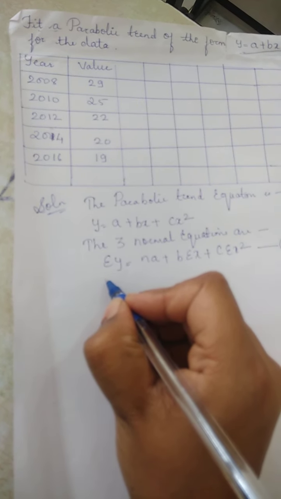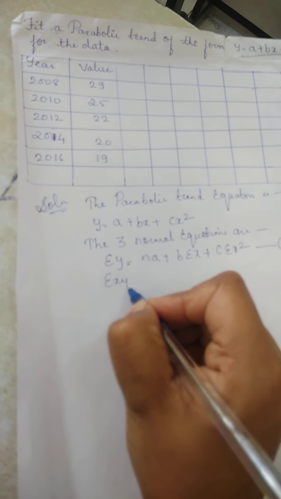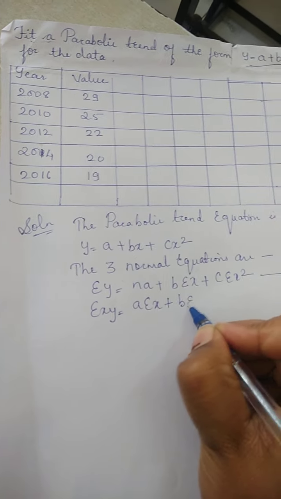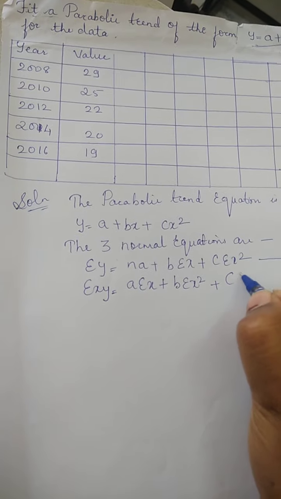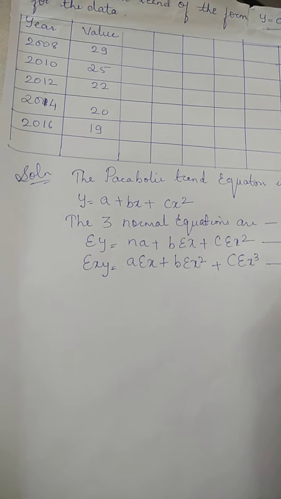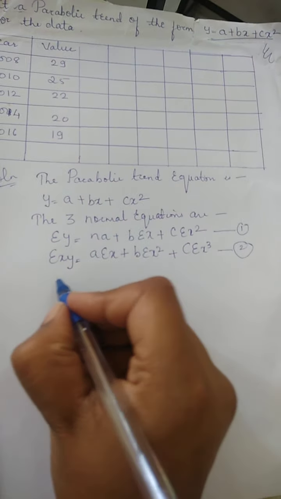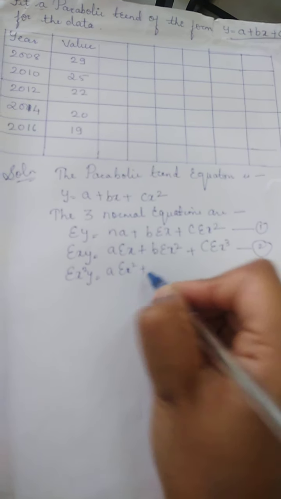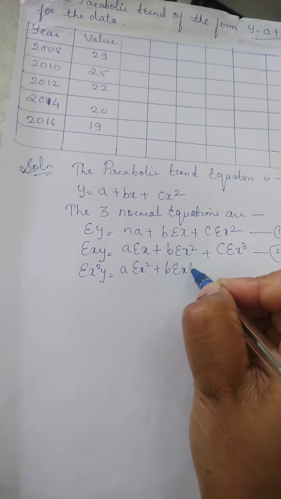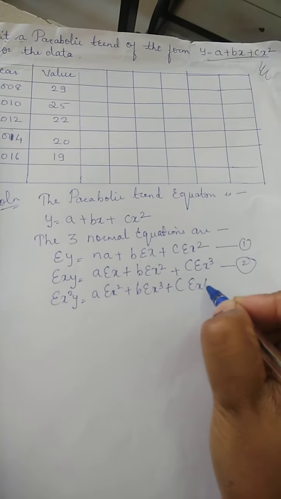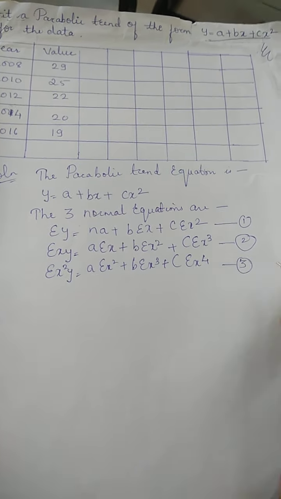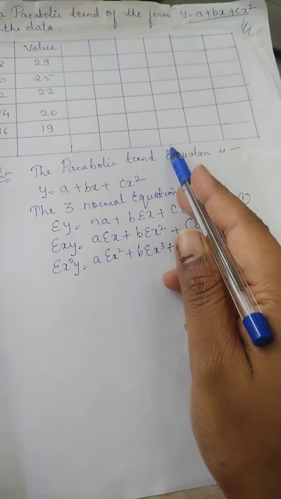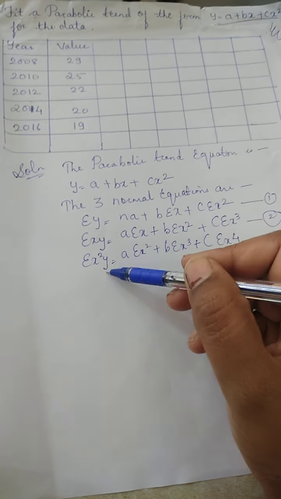Second normal equation: summation xy is equal to a summation x plus b summation x square plus c summation x cube. So this is the second normal equation. Then write the third normal equation: summation x square y is equal to a summation x square plus b summation x cube plus c summation x raised to 4. So this is the third normal equation. For that you have to compute x square, x cube, x4, then xy and x square y.